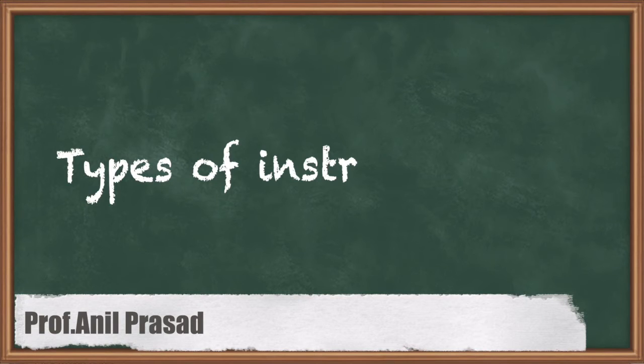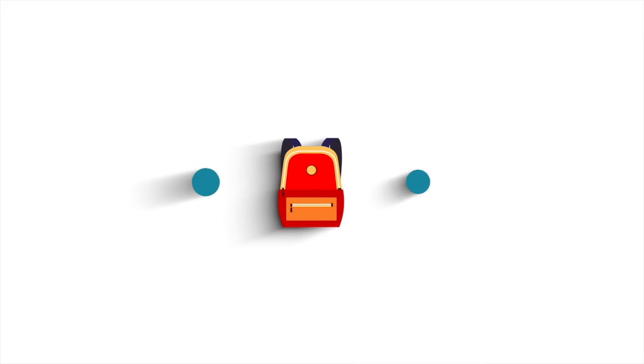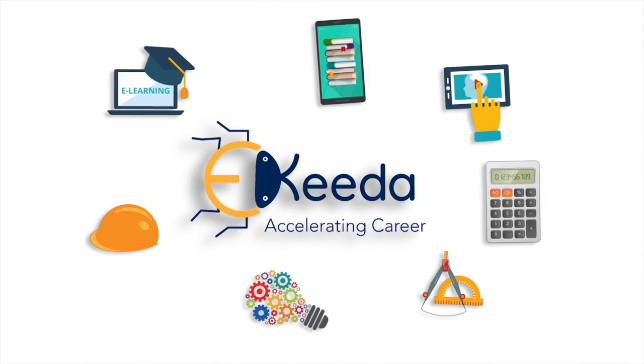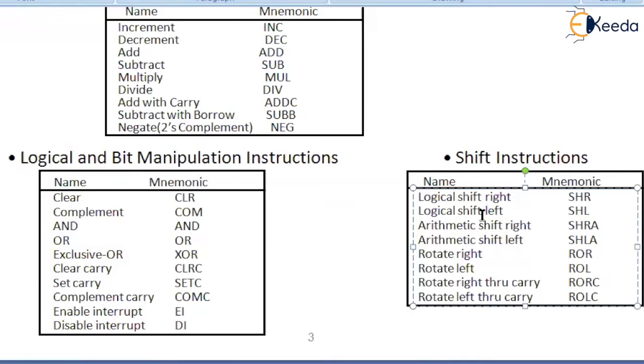In the previous session, I explained completely about the shift instructions. There are various shift instructions: shift right, shift left, arithmetic shift right, arithmetic shift left, circular shift right, circular shift left, rotate right through carry, rotate left through carry.